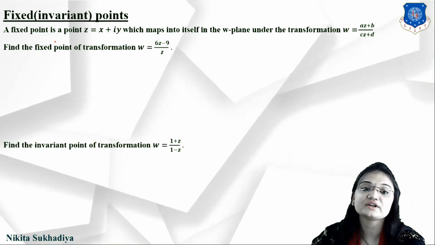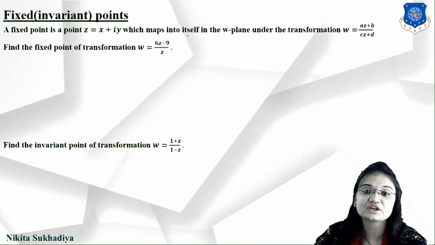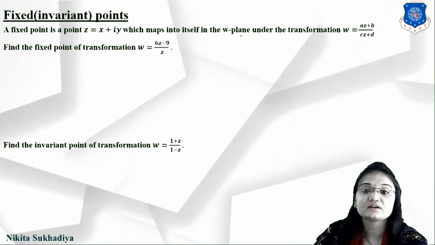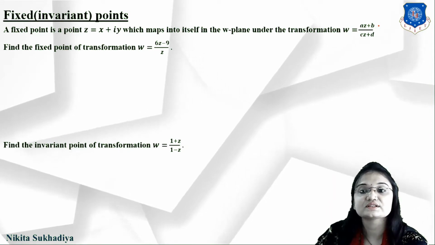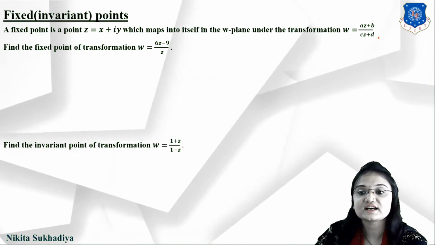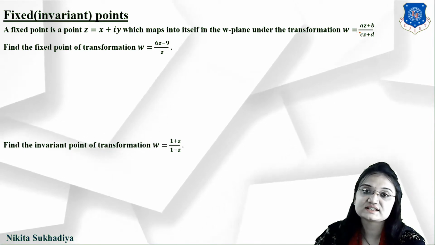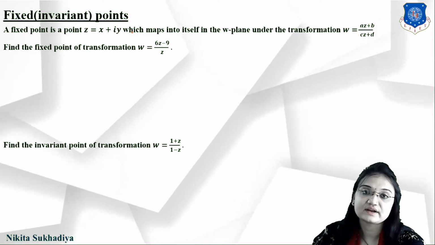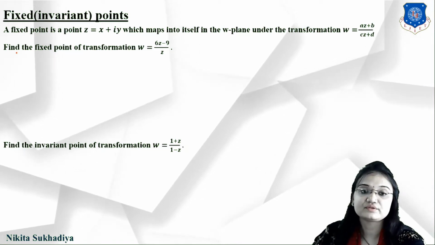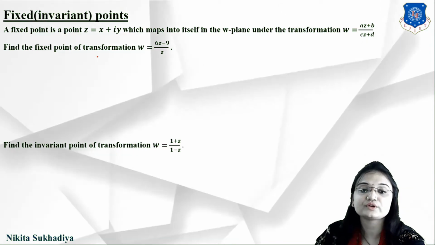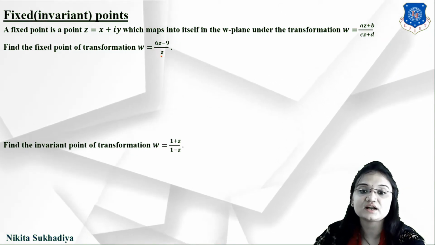A fixed point is a point Z = x + iy which maps into itself in the W plane under the transformation W = (AZ + B)/(CZ + D). So by putting W = Z, we will easily get the fixed or invariant points. Here we have two examples. First one is: find the fixed points of the transformation W = (6Z - 9)/Z.